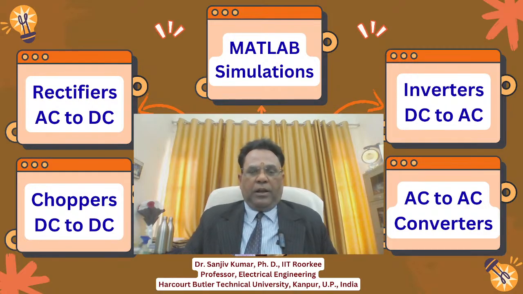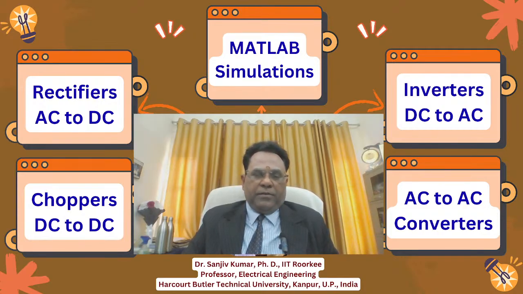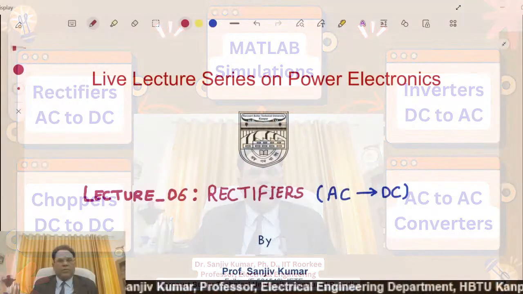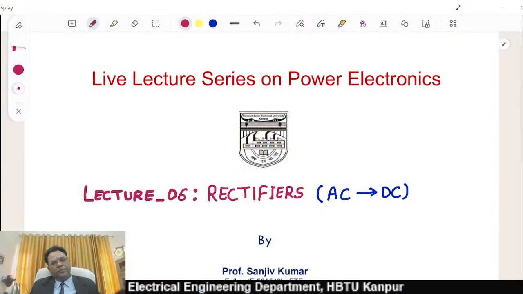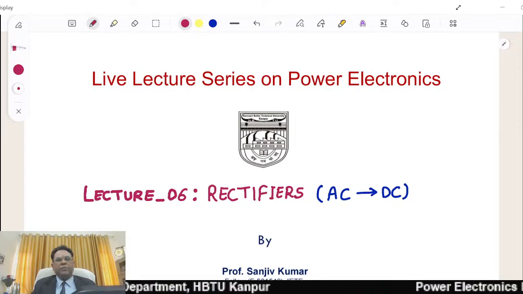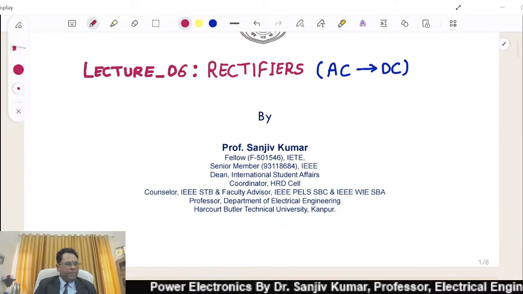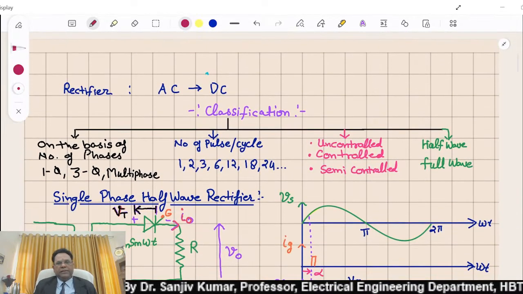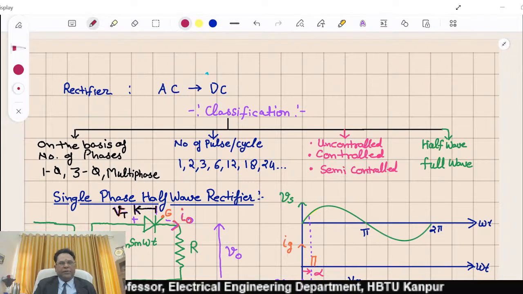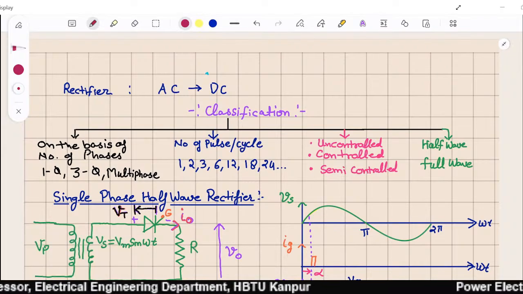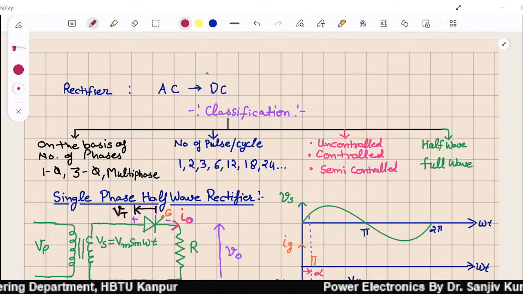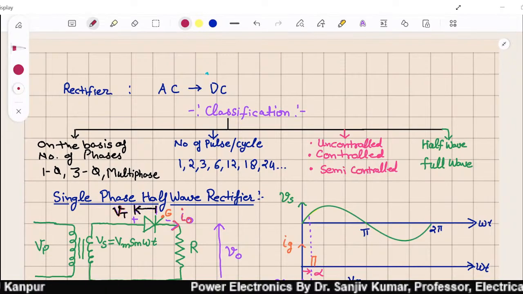Now the next topic which I am going to start is rectifiers. Rectifiers are used to convert AC into DC. This we are going to start, right? जैसा कि हम सबको पता है, as we already know that the rectifiers are used to convert AC into DC.